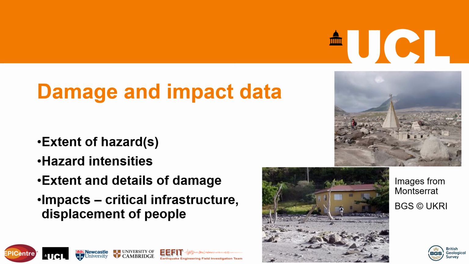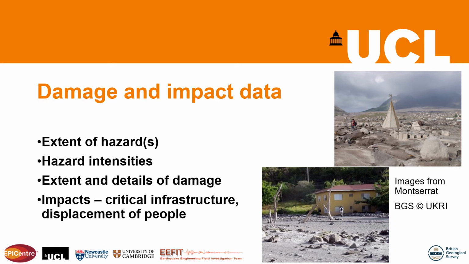So for example, if we're thinking about a volcanic environment, if there are pyroclastic density currents, then you have things like what the flow depth is, you have temperature, you have the dynamic pressure. All of these have different impacts on buildings, and it's really important to record them to be able to link the hazard intensity to the extent of the damage.